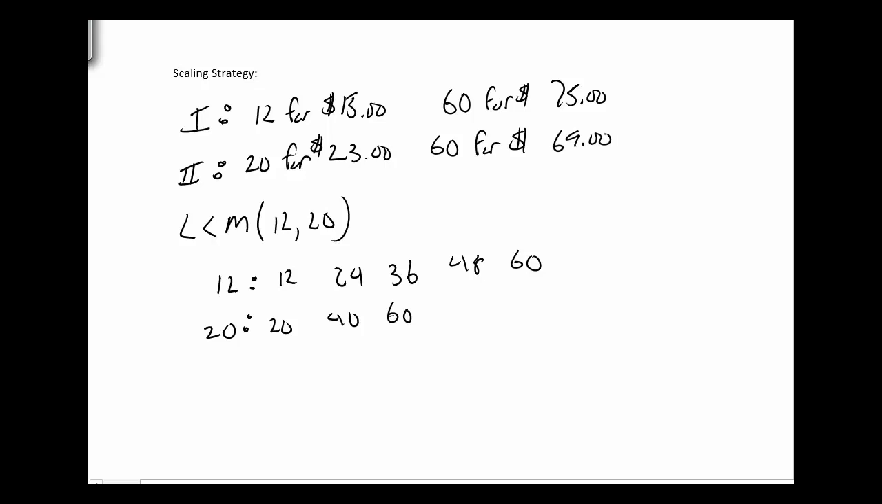Okay, so just to back up, what I've done is I've scaled up both proportions till they have the same amount on one side, and now I can compare the dollar amount on the other, and that helps me make a better plan. And it looks like plan 2 is the cheaper option of the two. Meaning if I invite 60 friends, I'm going to save a couple bucks going that route. So that's one strategy, is to scale up.